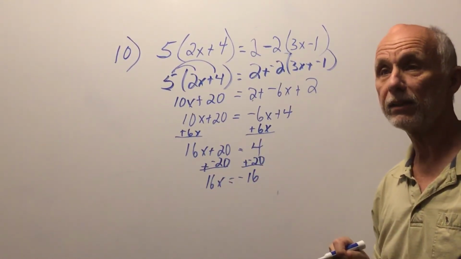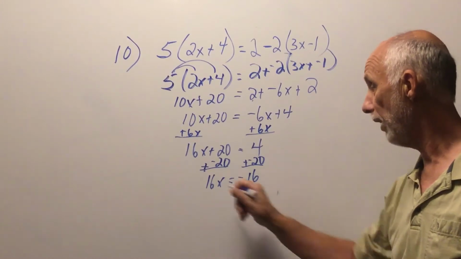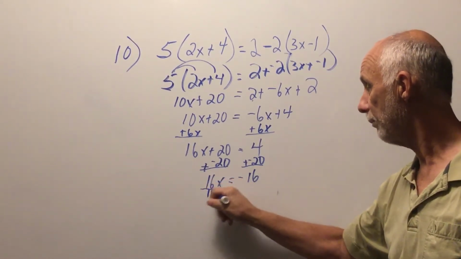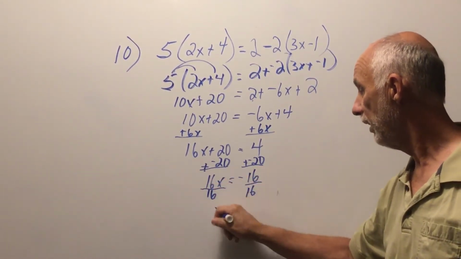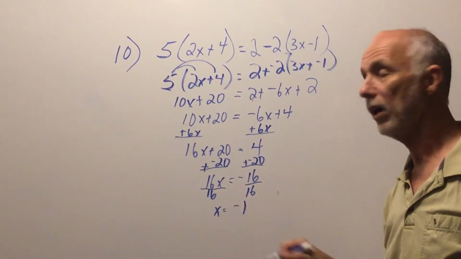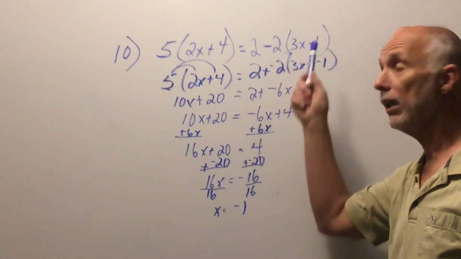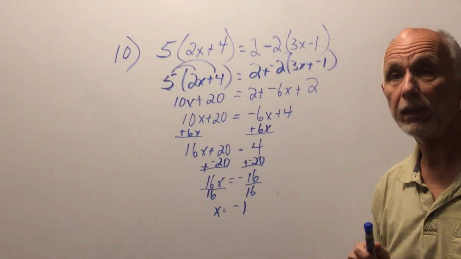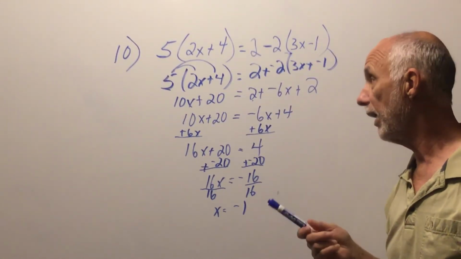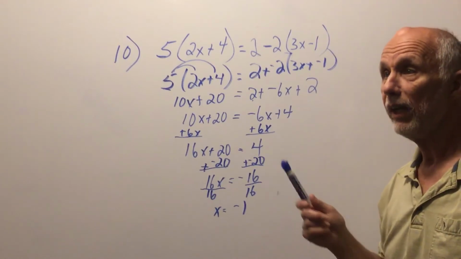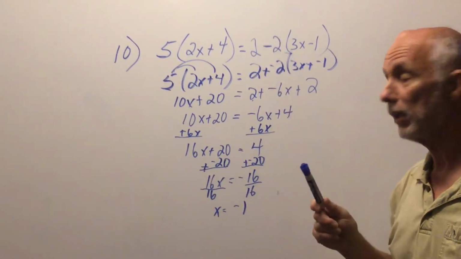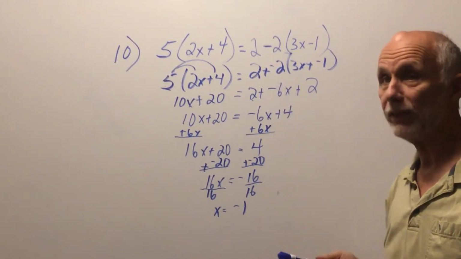And step 6, get rid of multiplication by dividing on each side. I divide by 16 on each side, and x equals a negative 1. By the way, you can go back and plug your answer in and make sure it comes out to be a true statement. But to be honest with you, I've seen a lot of you have more trouble making sure it's a true statement than solving it.